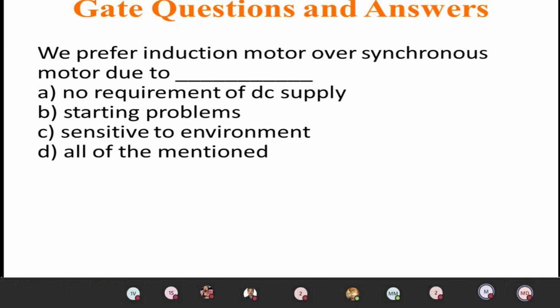We prefer induction motor over synchronous motor due to mainly the starting problem. Second thing, sensitive to environment. All of them are mentioned. So no requirement of DC supply. Induction motor does not require any DC supply, but synchronous motor requires a DC supply. So it's a major problem.